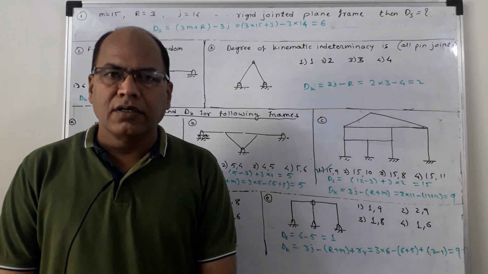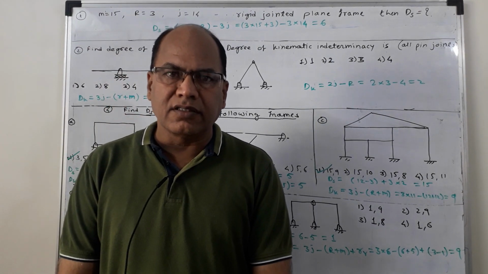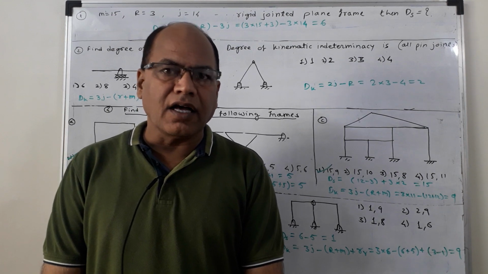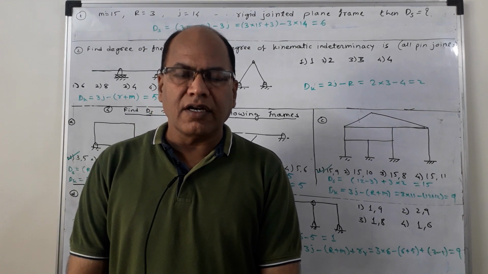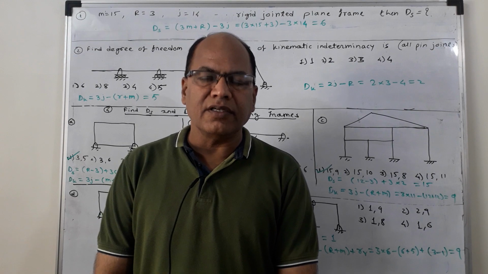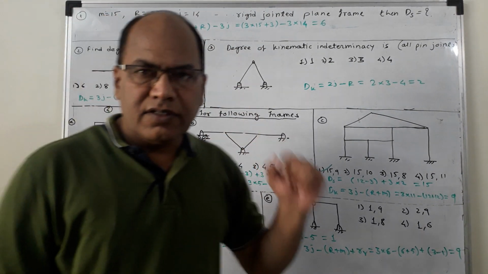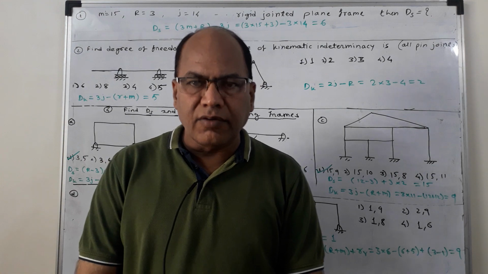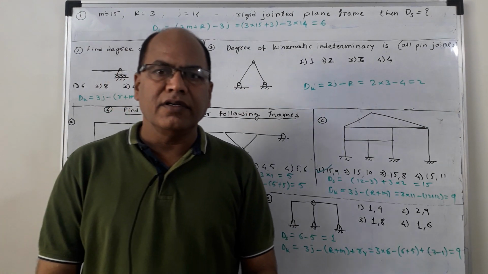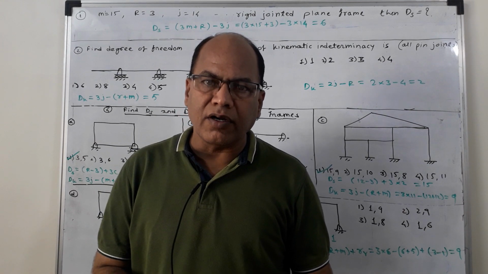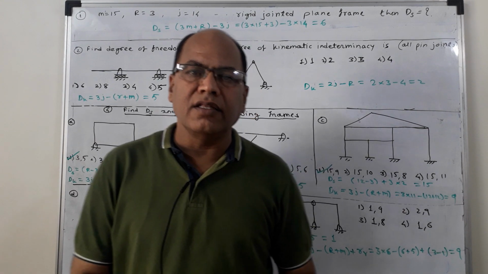Hello students, today I am going to discuss some miscellaneous questions from the chapter Static and Kinematic Indeterminacy, which are also the questions from test number 1. Now first question. In the first question, instead of giving the figure, they have given the description about the number of members, the number of unknown reaction components and the number of joints.